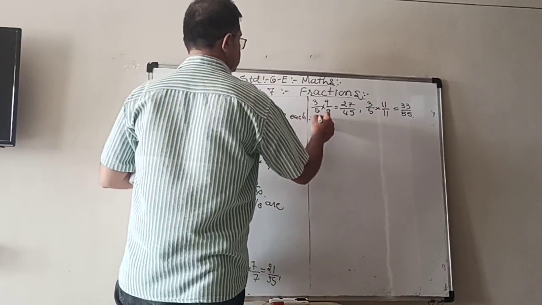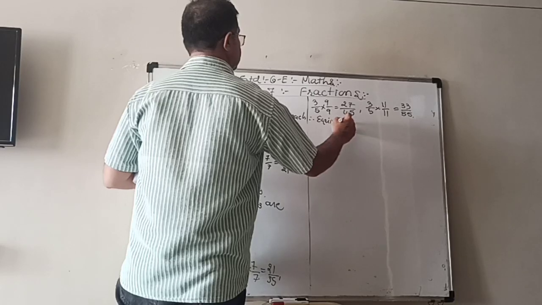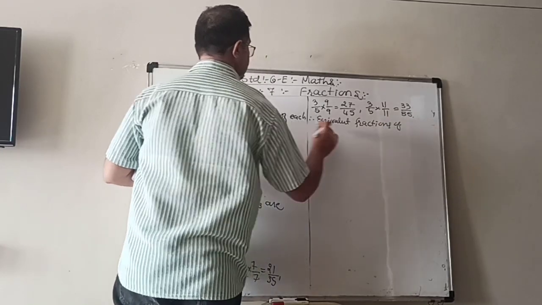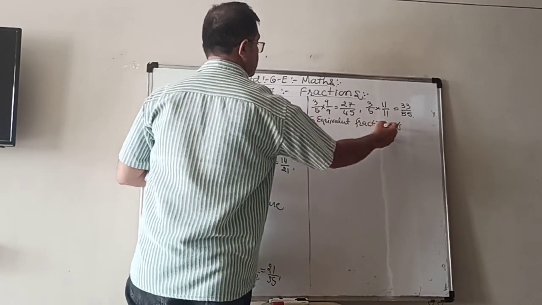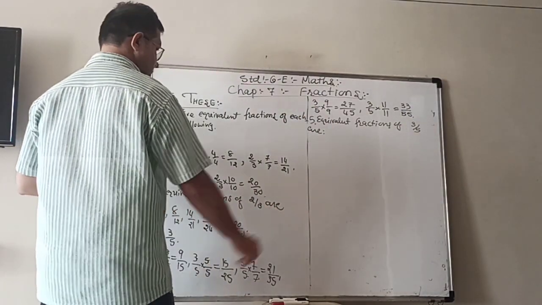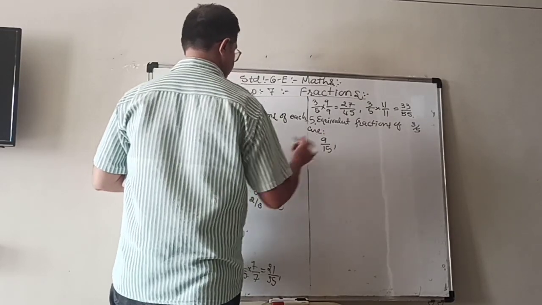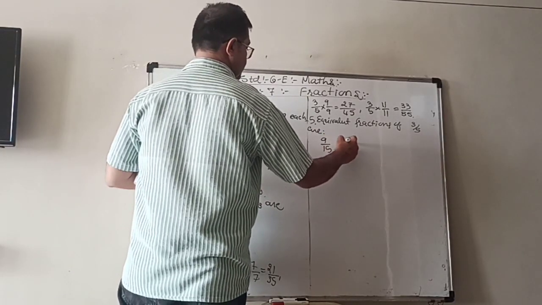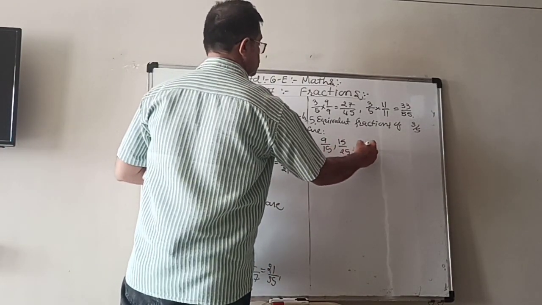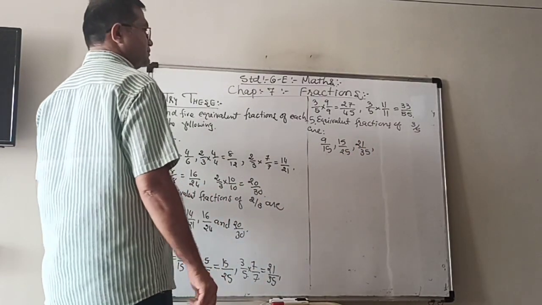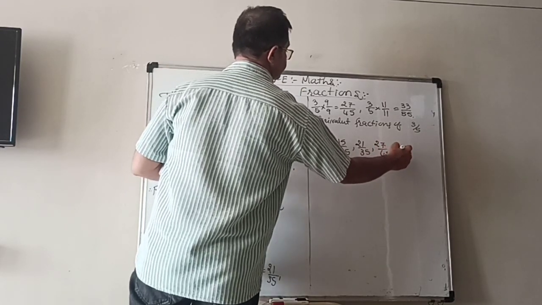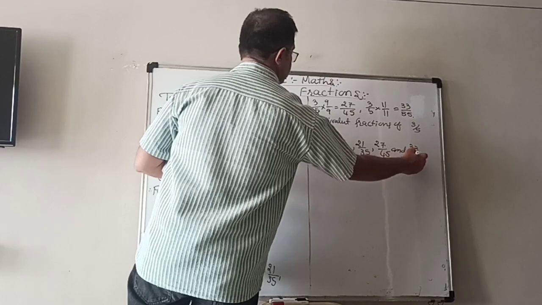Therefore, equivalent fractions of how many? 5. 5 equivalent fractions of 3 upon 5 are, first one 9 upon 15, then 15 upon 25, 21 upon 35, 27 upon 45 and 33 upon 55.